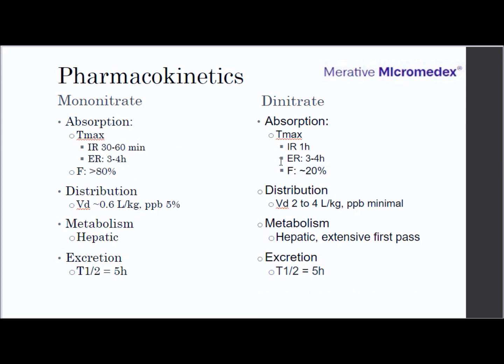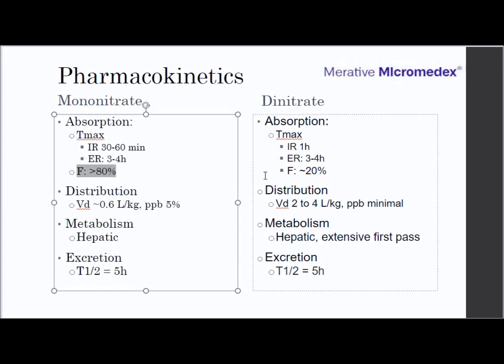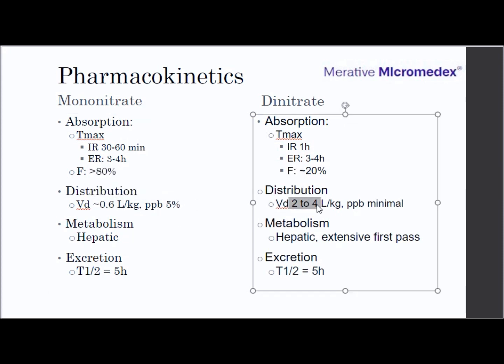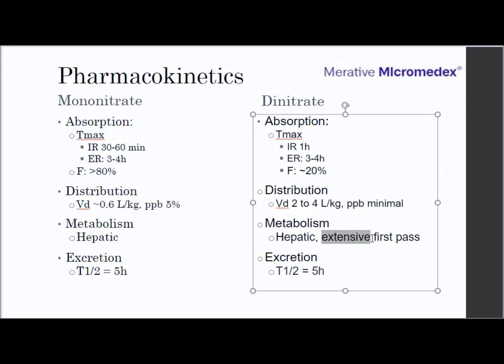Extended release 3 to 4, 3 to 4. You do see a lot better bioavailability in the mononitrate than the dinitrate. Volume of distribution 0.6 liters versus 2 to 4. Both have pretty minimal plasma protein binding, both hepatic metabolism. However, the dinitrate has extensive first pass, which is why we see the super low bioavailability.